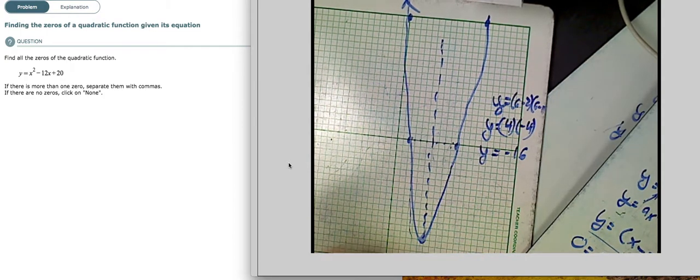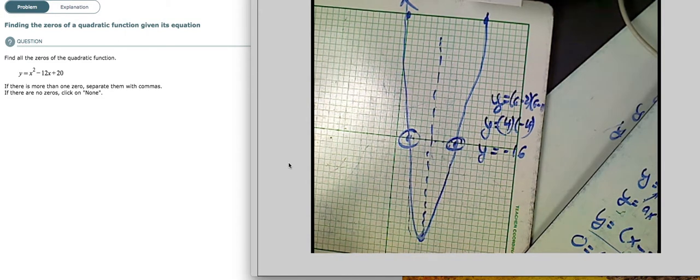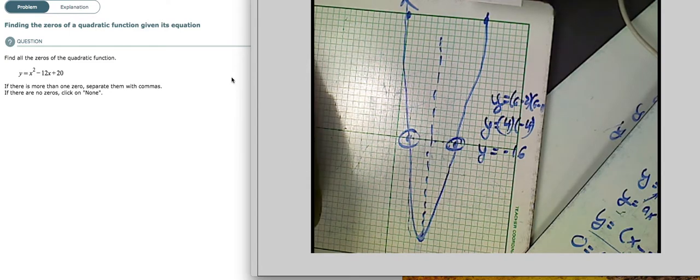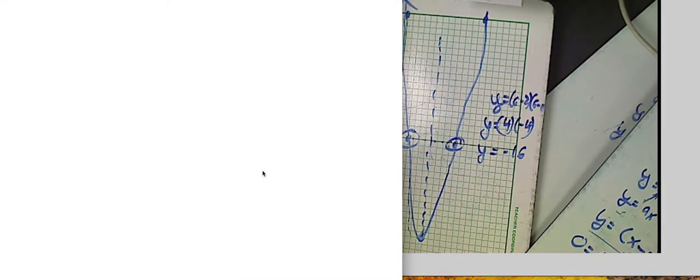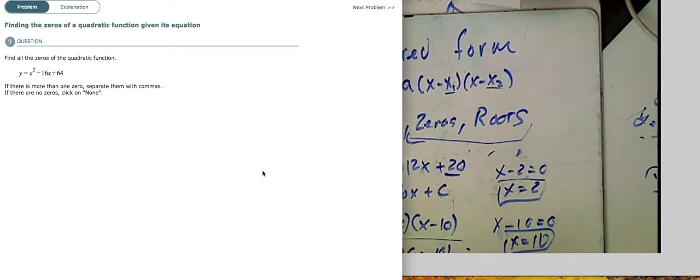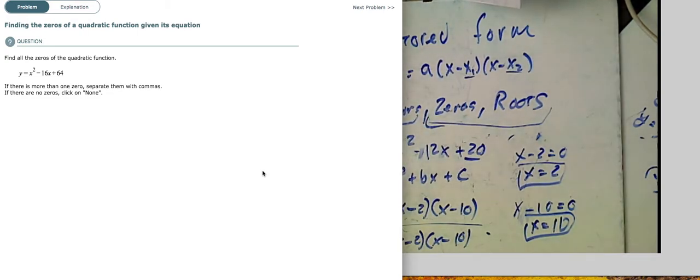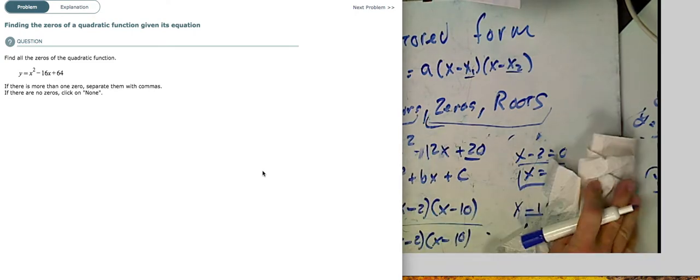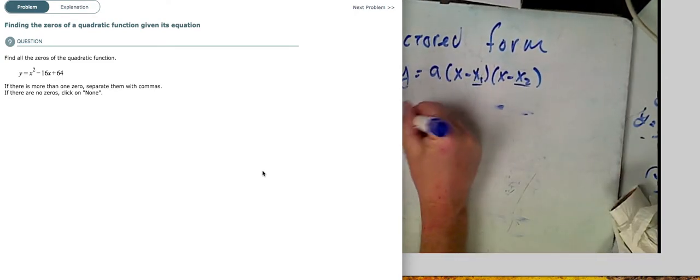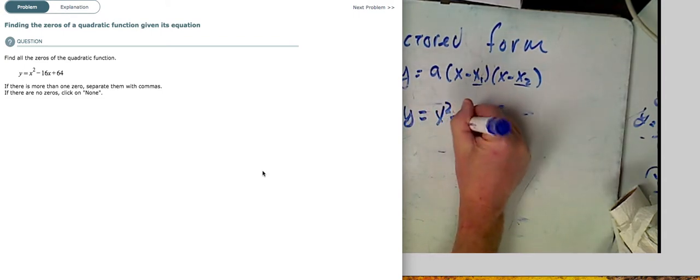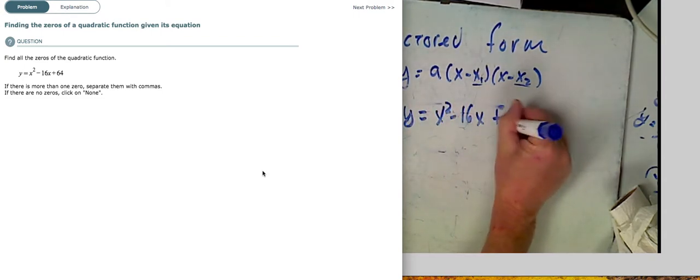Okay. So my zeros, my x-intercepts, and my roots, those are all the same thing. Let's look at one more problem real quick. So we have our new problem. Y equals x squared minus 16x plus 64.